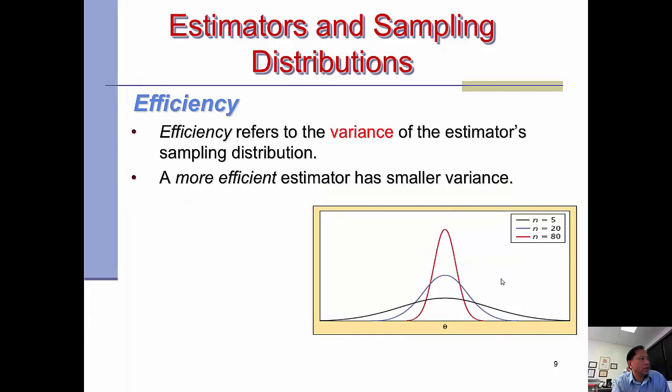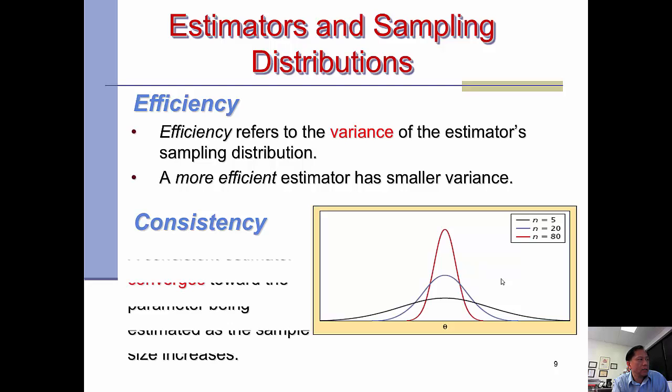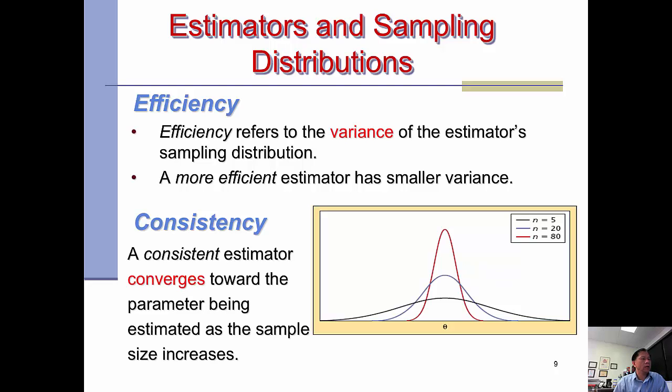Efficiency refers to the variance of the estimator's sampling distribution. A more efficient estimator has a smaller variance. In this case, the more efficient estimator is the red one, when n is 80. That's more precise, more efficient, and better than one like when n is 20 or n is 5. You can see that.